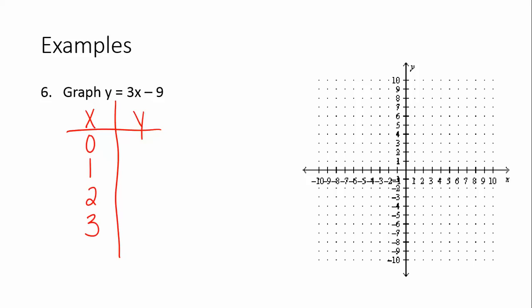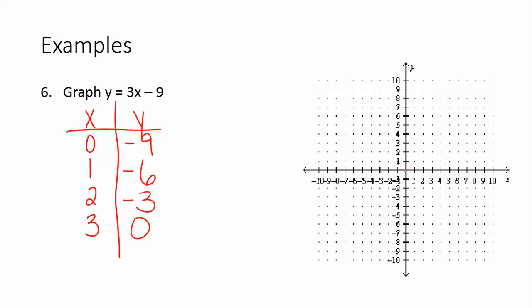So when we plug in a 0, remember you're plugging it in for x. It's your input. 3 times 0 is 0. But then we have to subtract 9. So that gives us negative 9. If we plug in a 1, 3 times 1 is 3, minus 9 is negative 6. Plugging in a 2, 3 times 2 is 6, minus 9 is negative 3. And plugging in a 3, 3 times 3 is 9, minus 9 is 0.